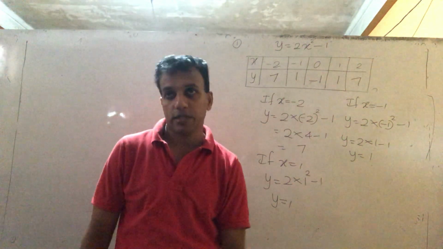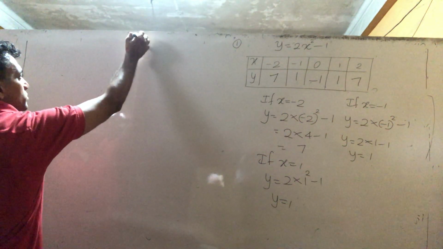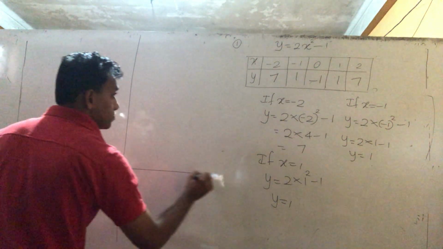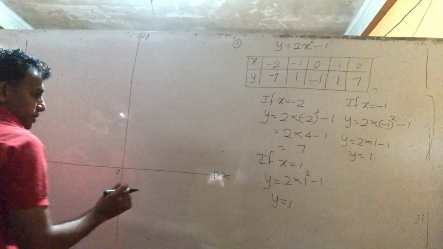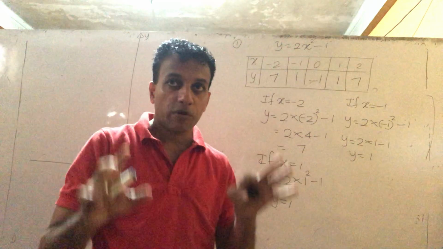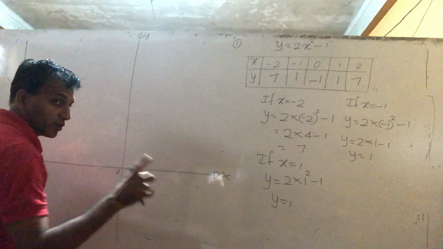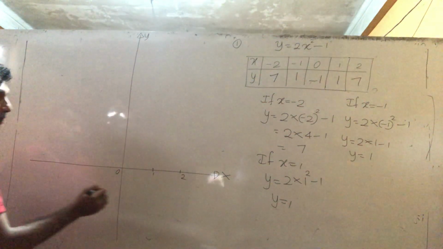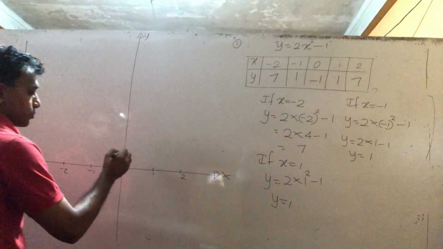Now prepare a graph sheet with coordinate axes: x-axis, y-axis, and origin. Take a large scale, 2 squares per unit, on the graph sheet you draw, not a spiral notebook. On the left side go minus 1, minus 2, and upwards up to 7.